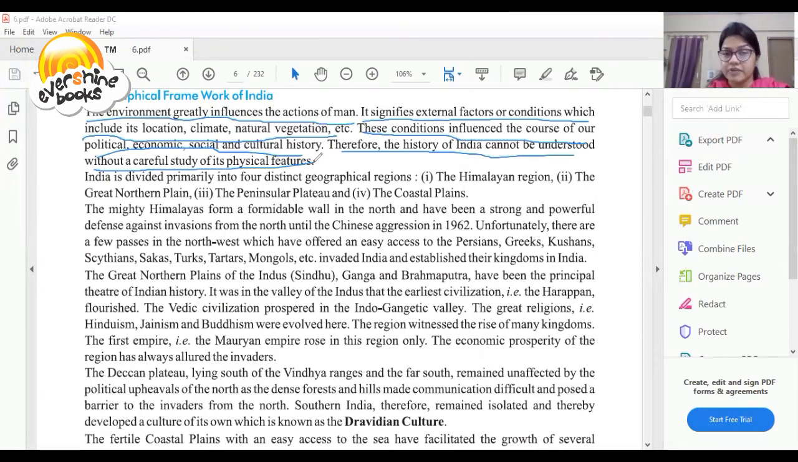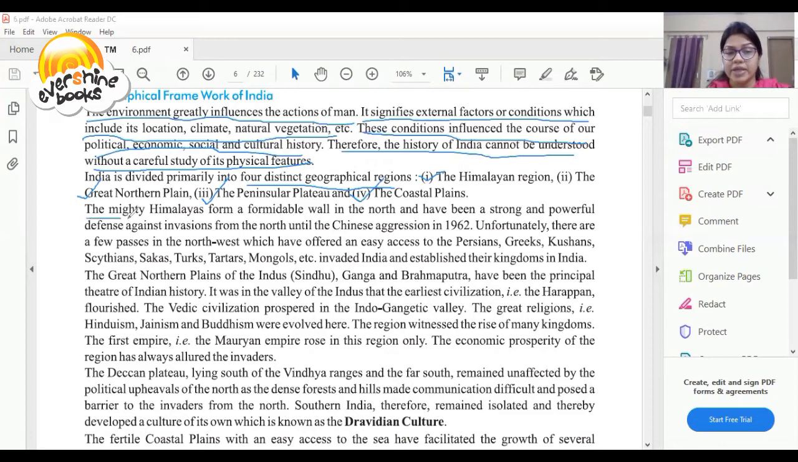India is divided into four distinct geographical regions, as we have already discussed in our previous class. The first one is the Himalayan region. The second one is the Great Northern Plains. The third one is the Peninsular Plateau, and the fourth one is the coastal plains. So these are the four geographical regions of India.